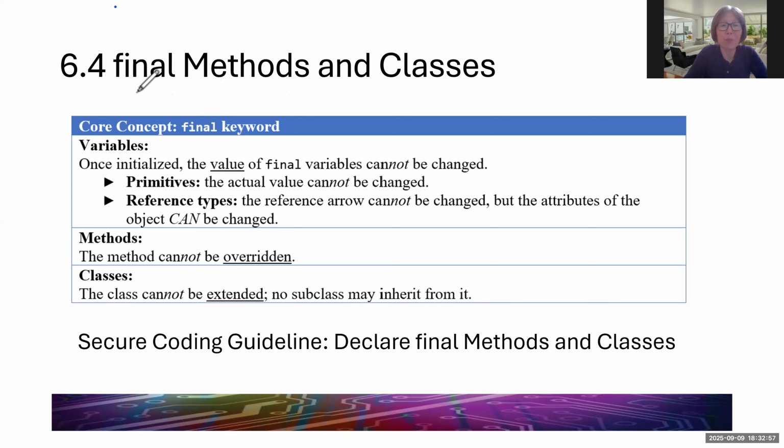In this session, we are going to discuss final methods and final classes. The final keyword, if you recall, we already used previously for variables. When we use it for a variable, that variable cannot be changed. So it's kind of like a constant variable, but that's not always true.